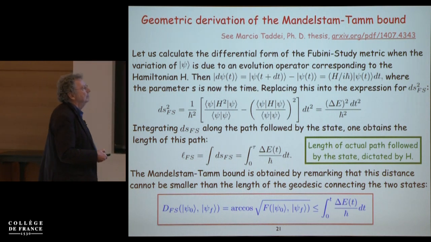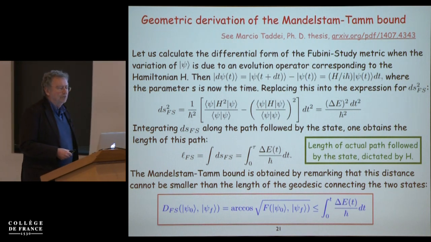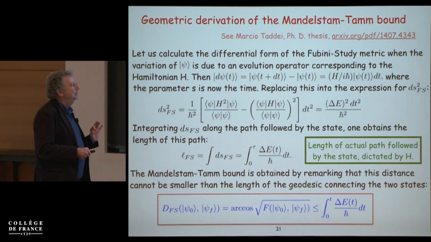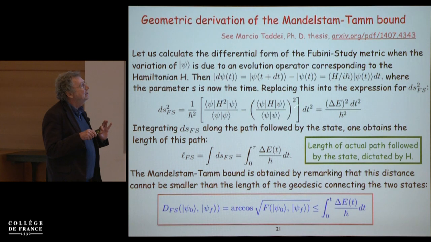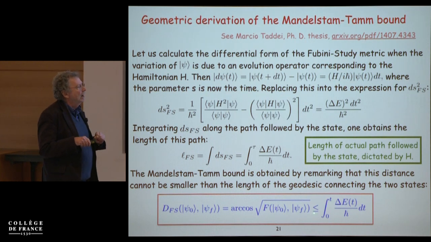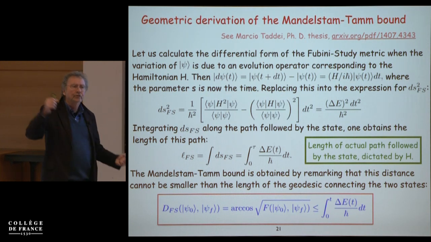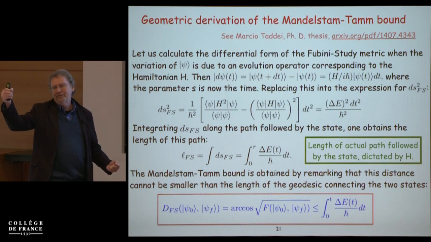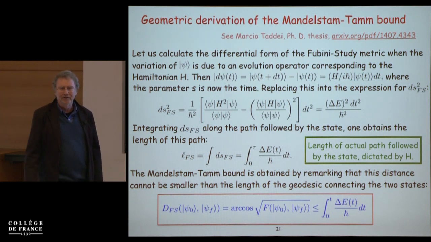Now, the Mandelstam-Tamm bound corresponds simply to writing that the length of this path should be larger or equal than the length of the geodesic connecting the two states. Okay? That's the Mandelstam-Tamm relation. Okay? So it's actually a geometric relation in the space of quantum states.